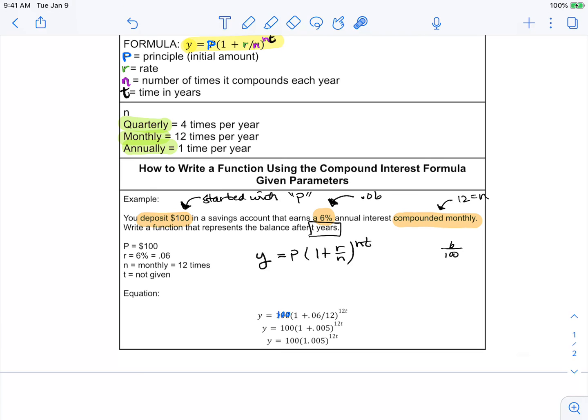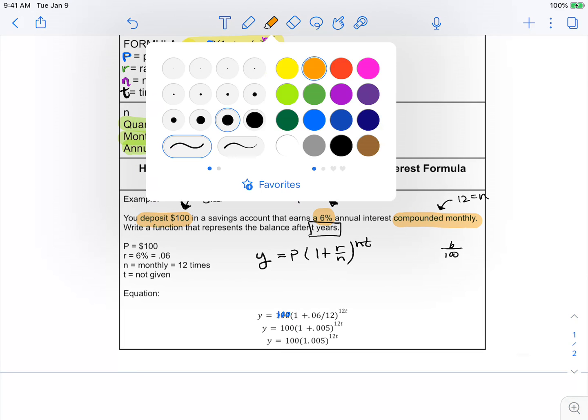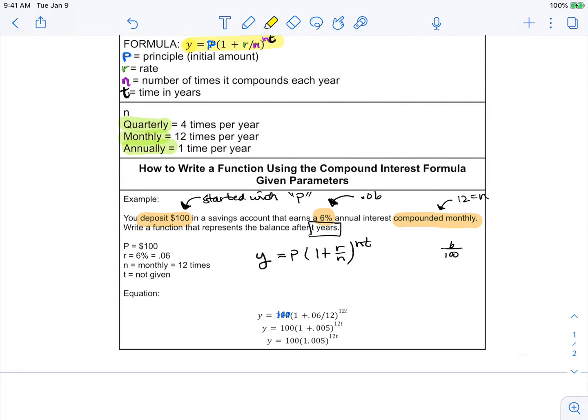And I can simplify. So when I'm doing my math here, 0.06 divided by 12, well, if I put that into a calculator, I'm going to get that. And when I add 0.005 to 1, I'm going to get that. So it can be simplified down further. So if they're asking for an equation, they want you to put it in a simple form, and that would be the simplest form you could provide.